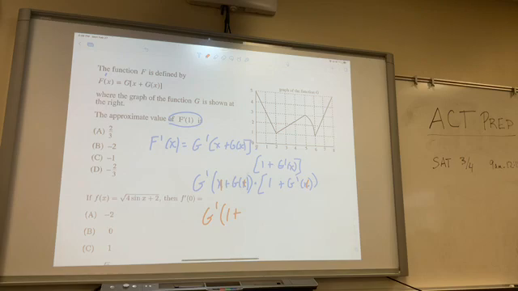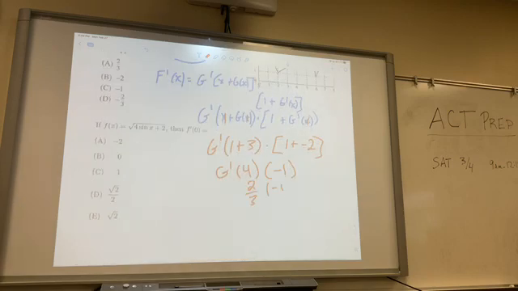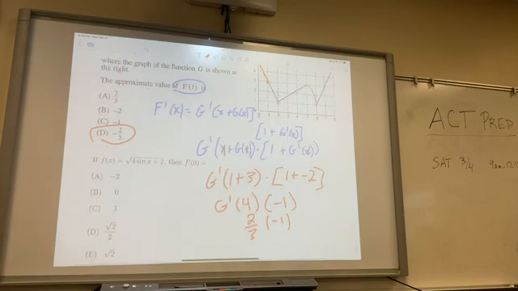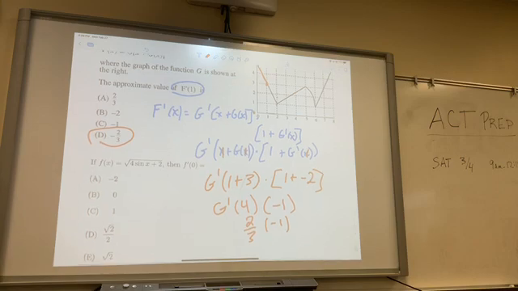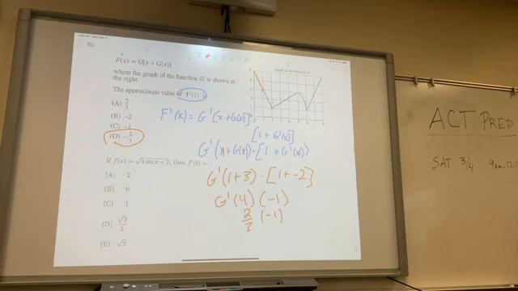Okay, g of 1. It's not a race. Just kidding, it's always a race. G prime of 1. So g prime of 4 times negative 1. So the derivative at 4 is 2 over 3. Did you get D? Is that great, D? Yeah. Let's go! Good job, Aubrey. I win.